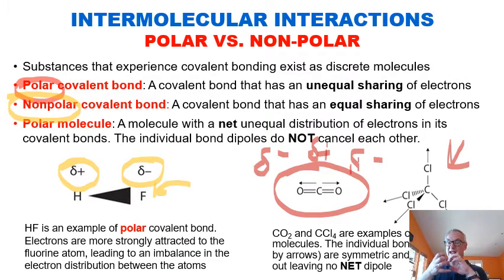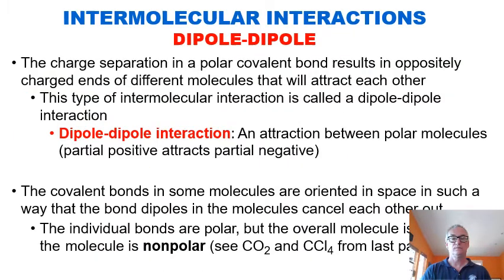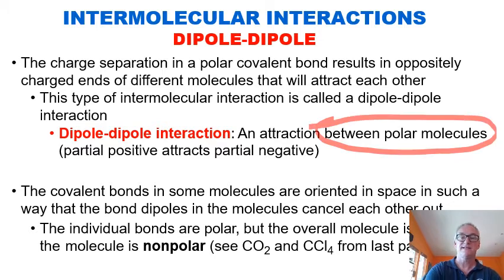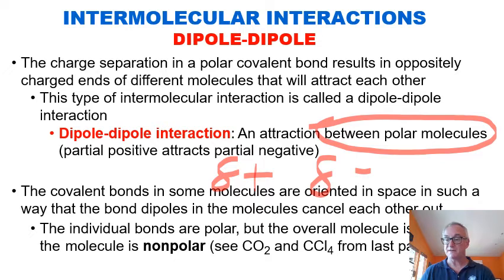One's not slightly more negative than the other, one's not slightly more positive than the other, and so they just drift apart, leaving no net dipole. Now let's talk about dipole-dipole interactions. That is an attraction between polar molecules, between the slightly positive side and the slightly negative side.